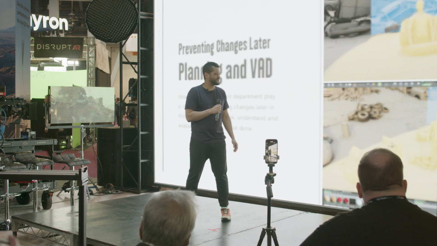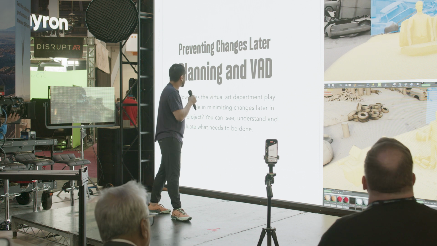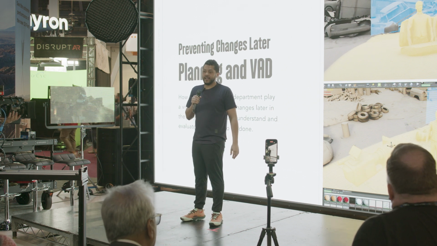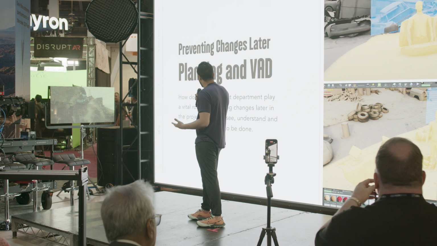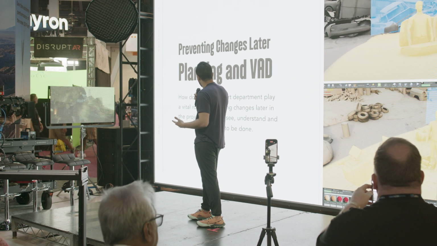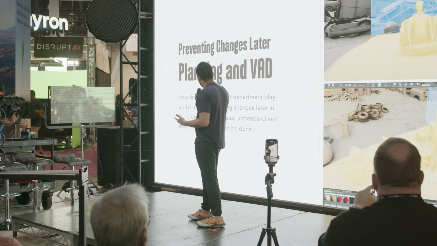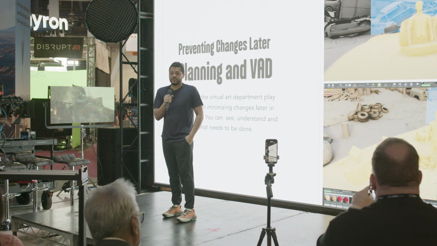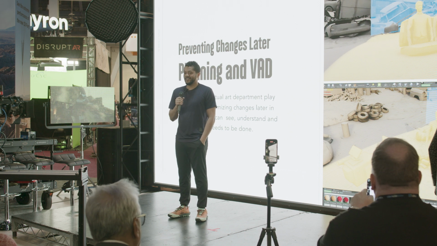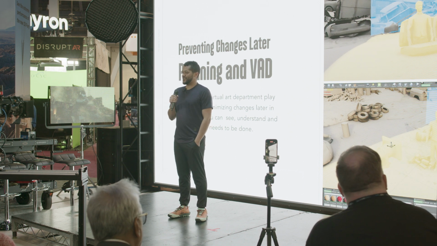Next one, please. So preventing changes later, planning and the VAD. How does the virtual art department play a vital role in minimizing changes later in the project? You can see, understand, and evaluate what needs to be done. So I really want to hone in on this, how do things stop changing later, right?